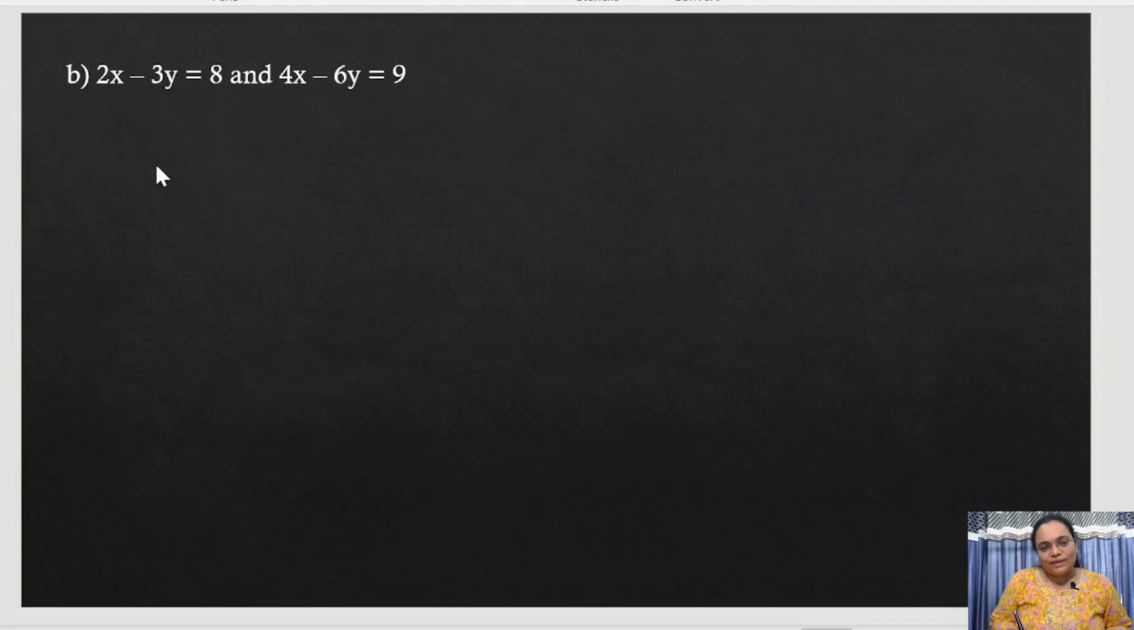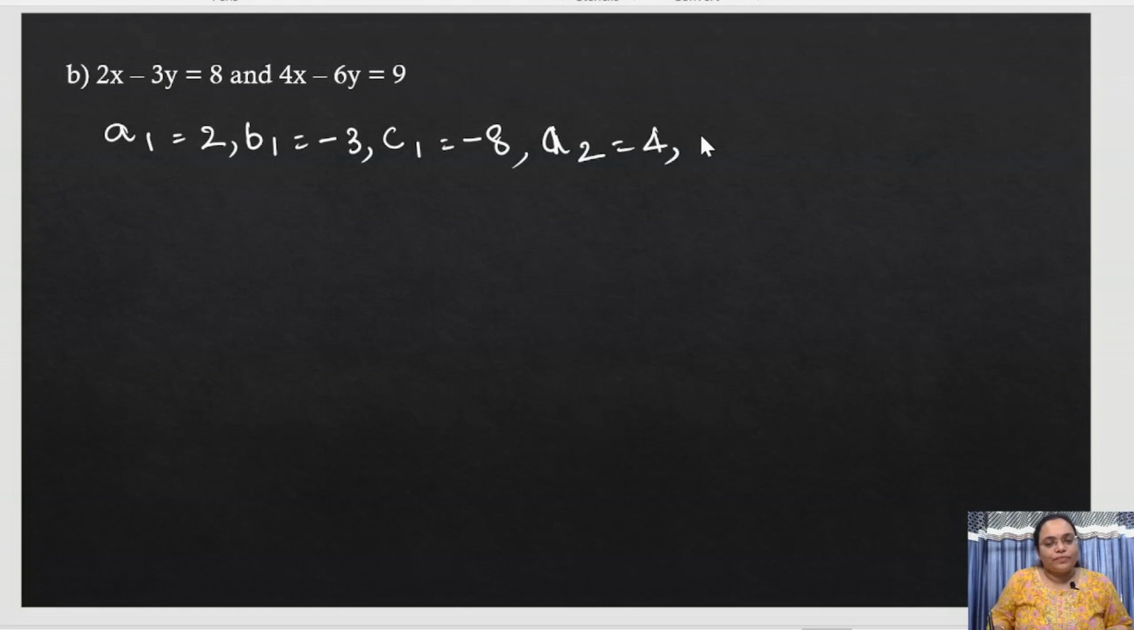Let us see the next one. Let us compare these two equations with the general form. You will get a1 equals 2, b1 equals minus 3 and c1 equals minus 8. And a2 equals 4, b2 equals minus 6 and c2 equals minus 9.